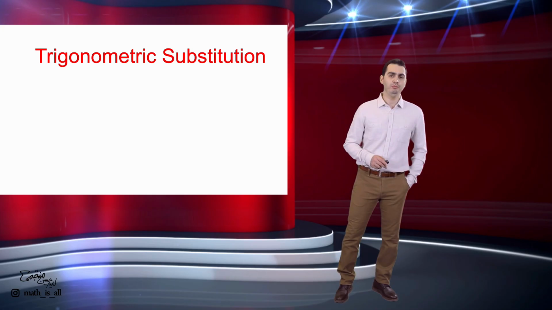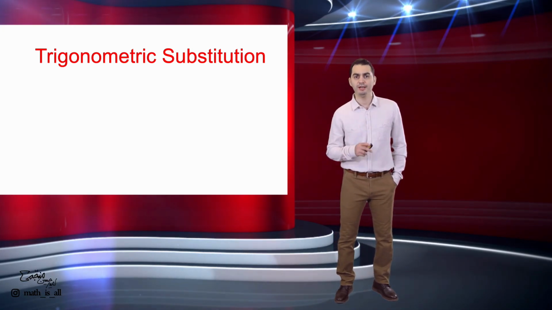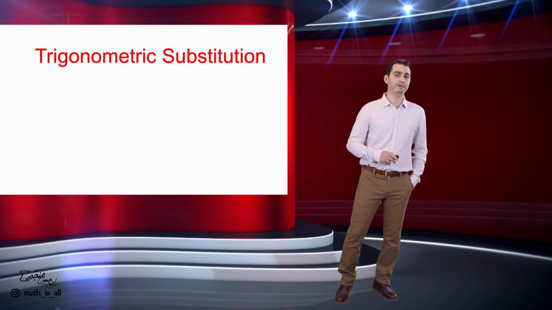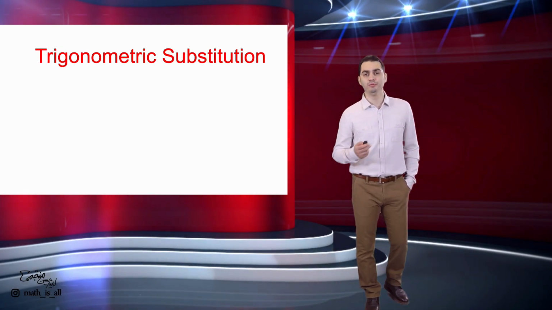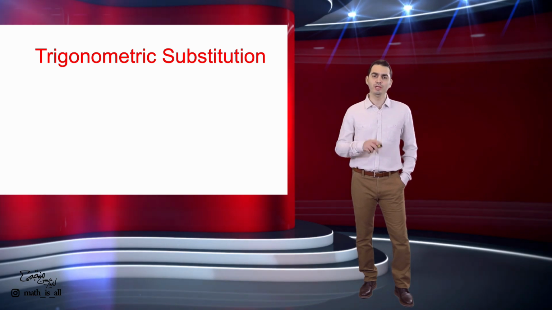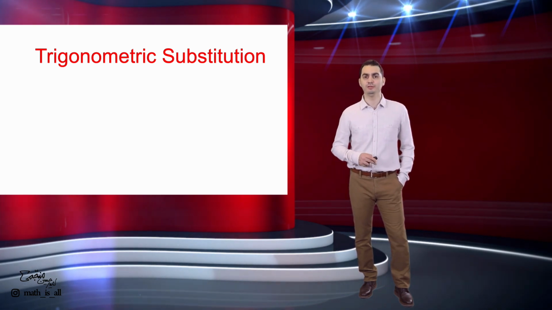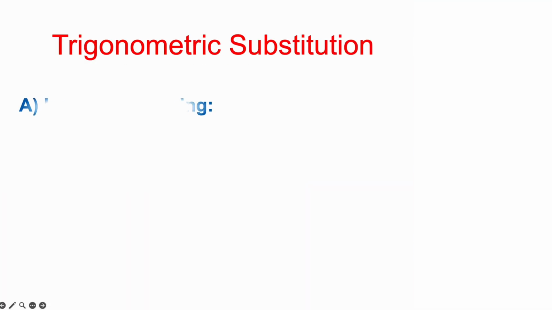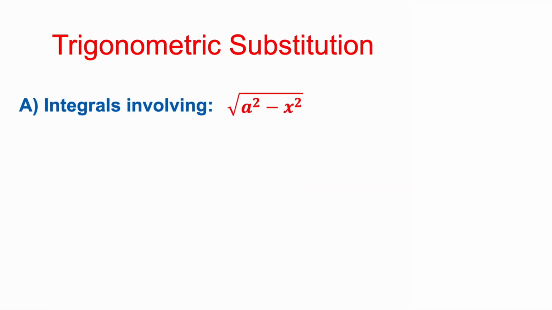In that method, we take an expression in terms of x and call it u. Now, in this method, we express x in terms of a new variable. There are three distinct cases. We're going to work through all three very thoroughly. The first case involves integrals containing the square root of a squared minus x squared.